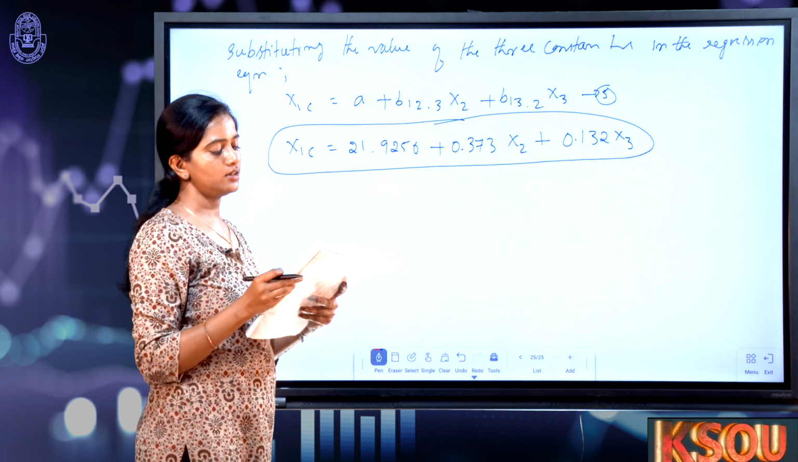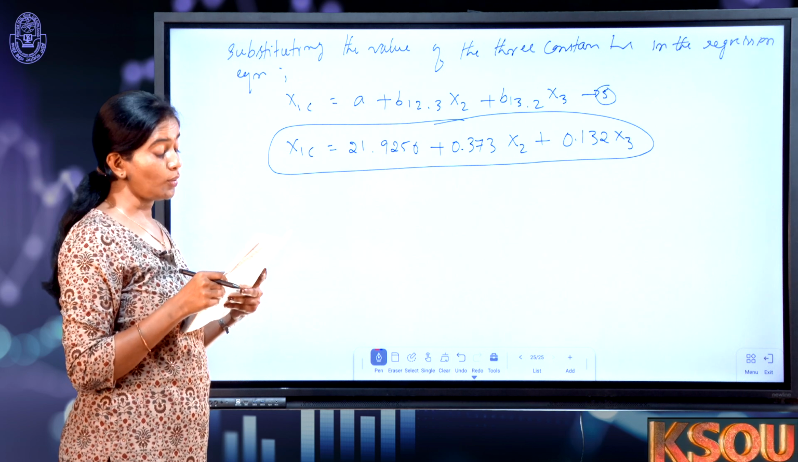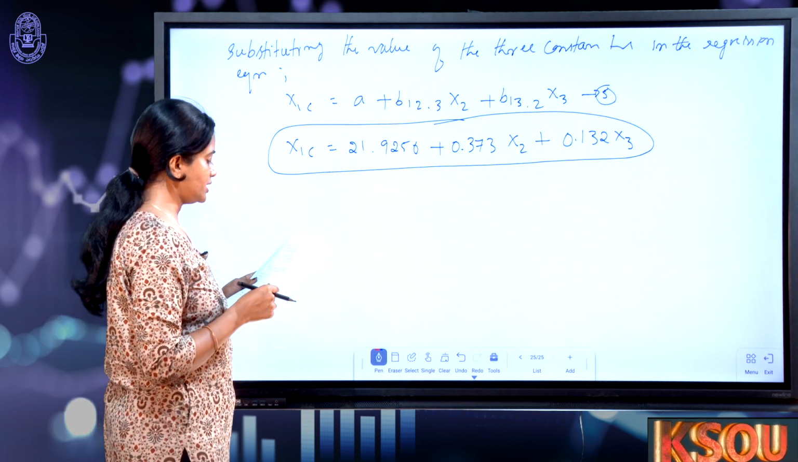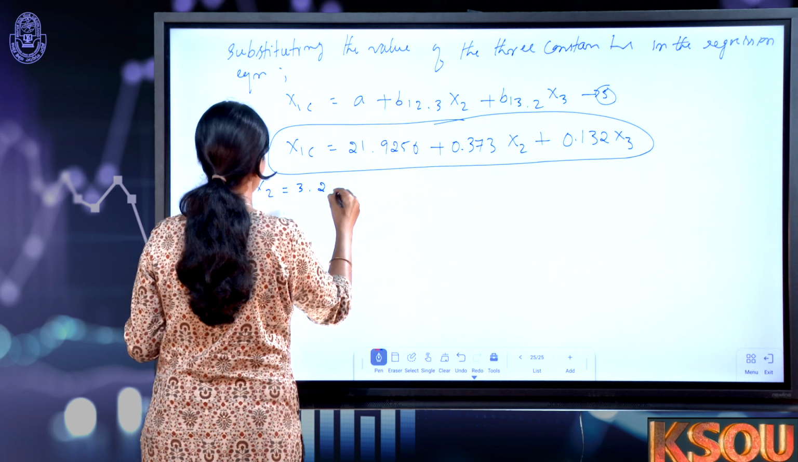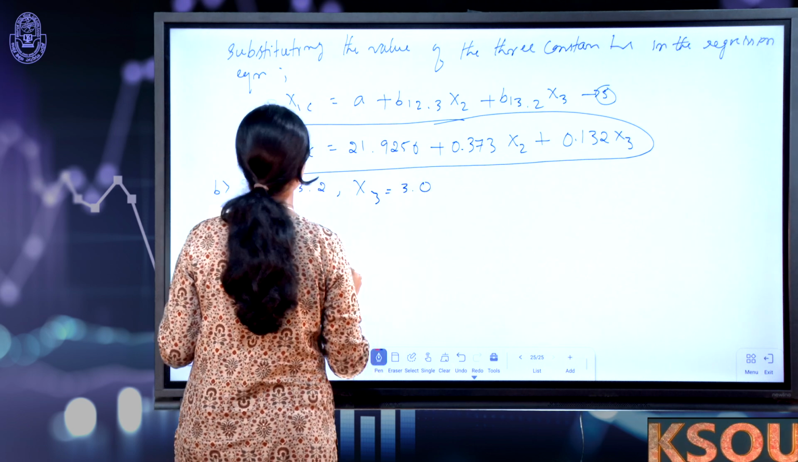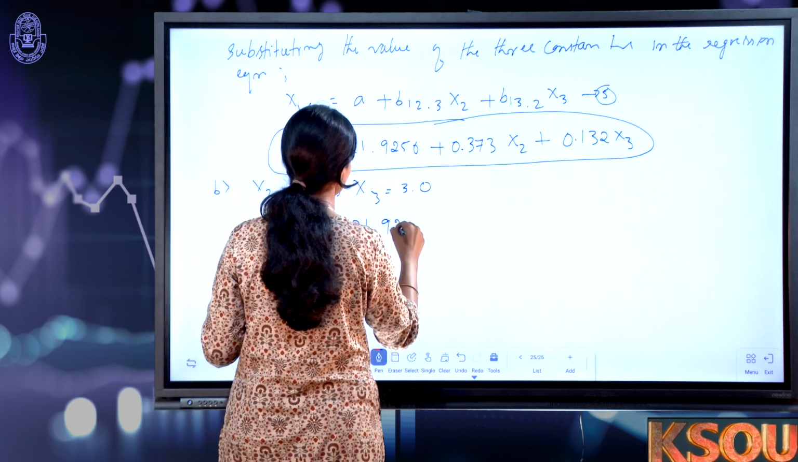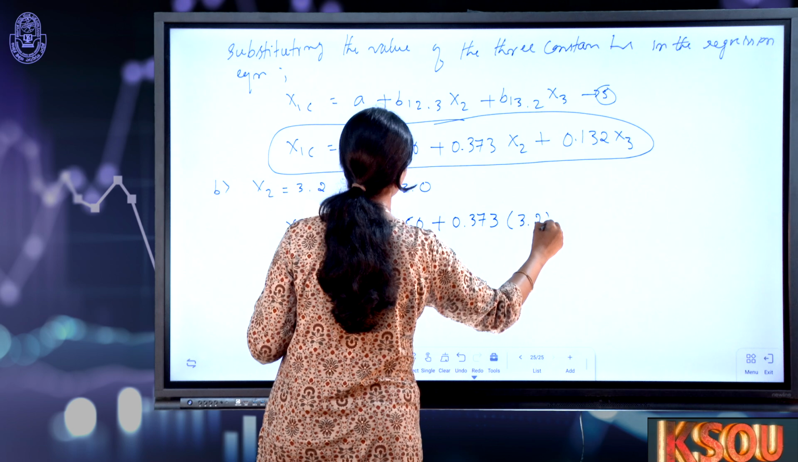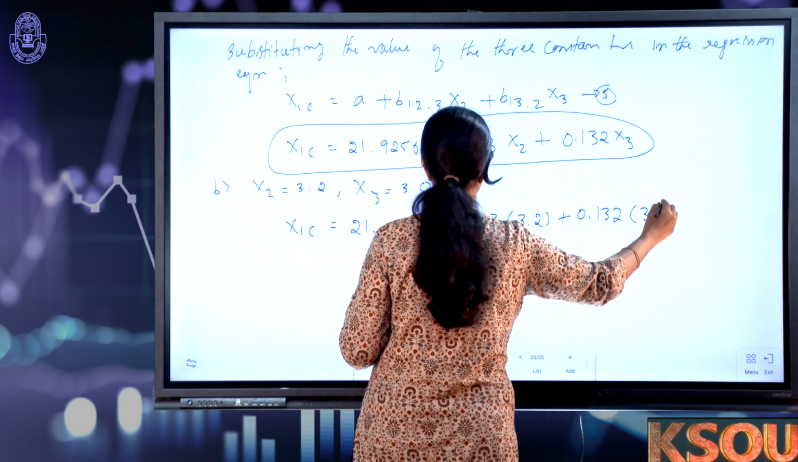Okay, now you can take the part 2, that is the most likely value of x1 against x2 is 3.2 and x3 is 3.0. It is in the question, can be predicted by substituting all the relevant values in the equation 5. So take for part B, x2 is equal to 3.2 and x3 is equal to 3.0. Okay, so x1c is equal to 21.9250 plus 0.373, take x2 value, that is 3.2 plus 0.132 into x3 value is 3.0.